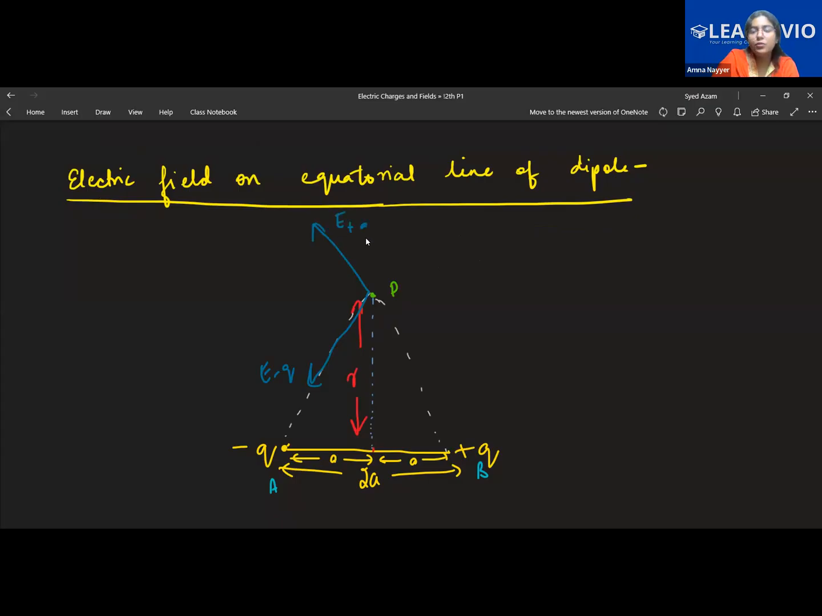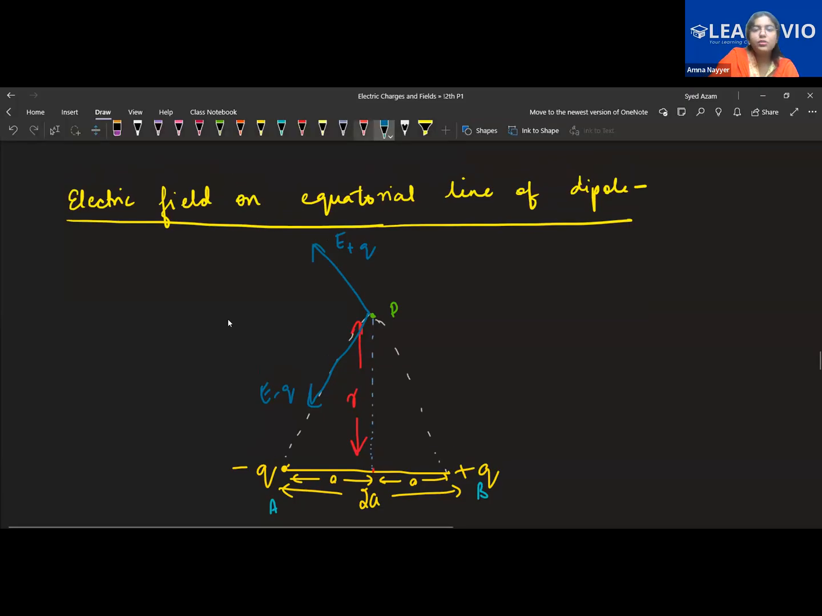Now the problem here, class, is that these electric fields are not along the X or Y axis. So we need to perform resolution of vectors in order to get the net electric field. We have to resolve it like this. This is your X axis and this is your Y axis. This way we have to resolve it. And this is point P.